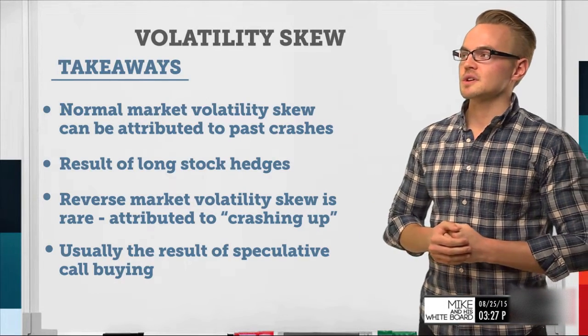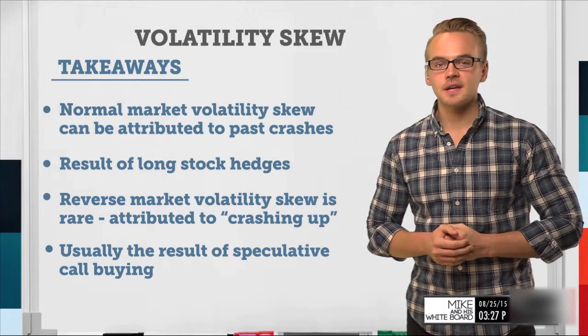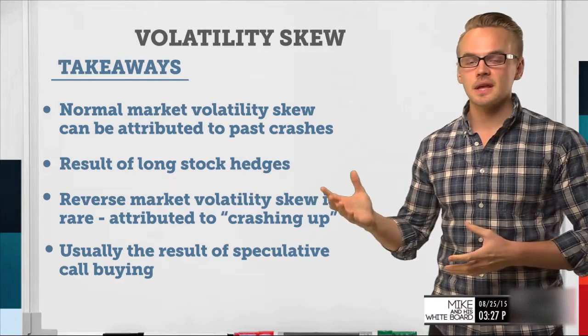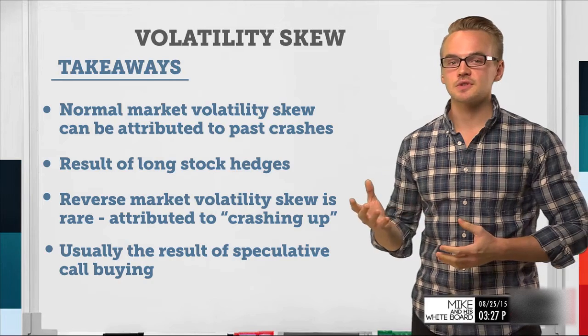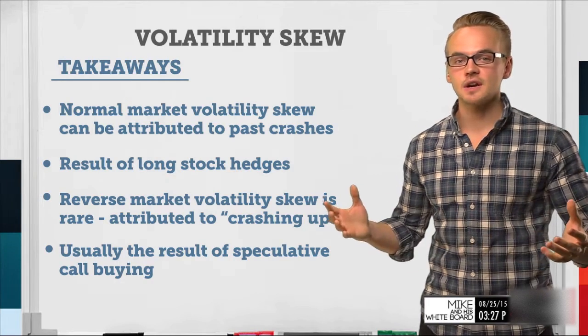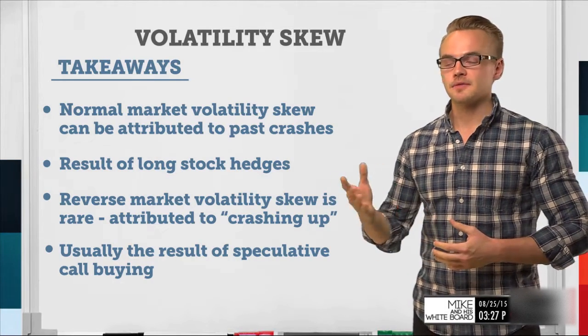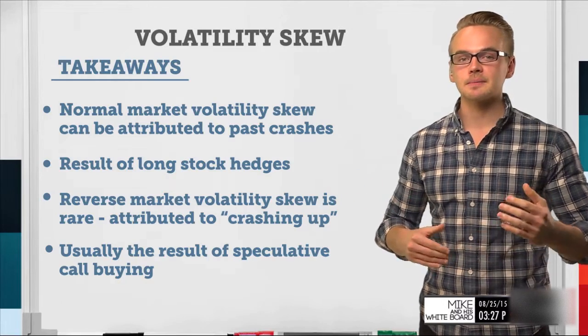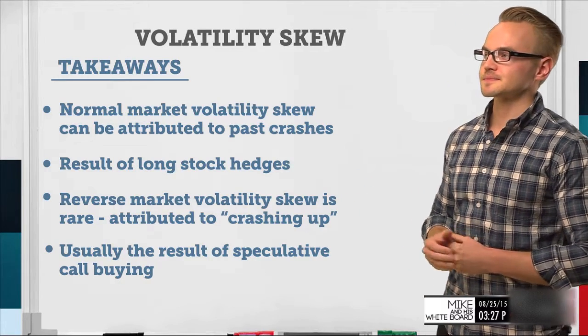Volatility skew is a result of long stock hedges. So again, most people, especially institutional traders, have a ton of shares in different underlyings. If they're hedging against that stock, they're going to be buying puts and selling calls.